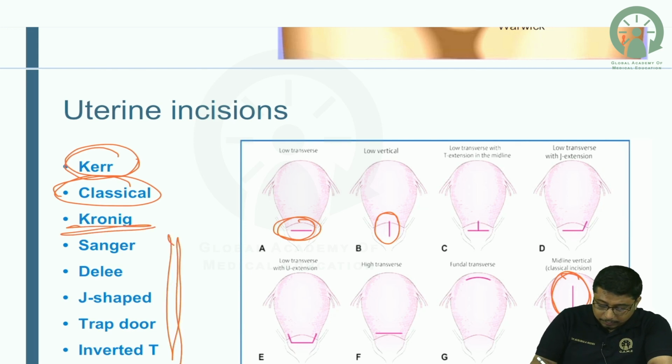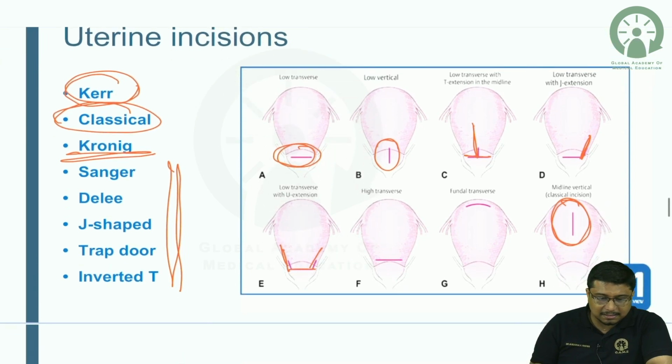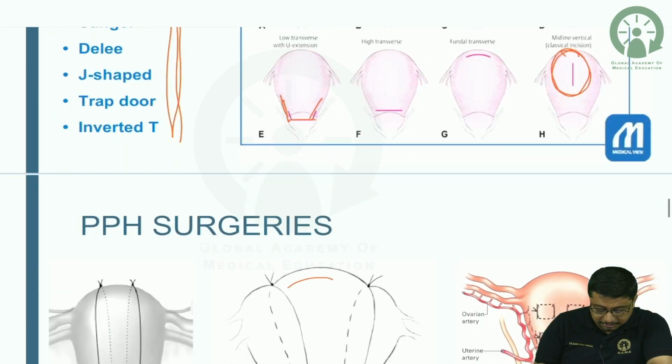So here, if we extend the incision from the midline, it is an inverted T. If it is extended on one side, that is J-shaped. If we extend it on both sides, there is the trapdoor. So these are all names, which can be asked as IBQ, but Kerr's incision and Kronig incision, lower segment incision and classical incision, that you should know.